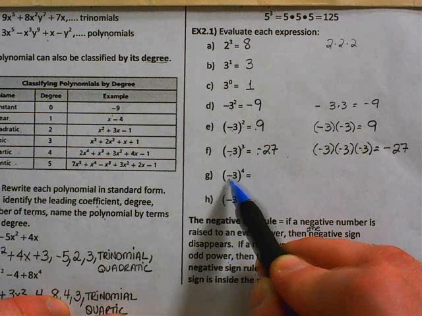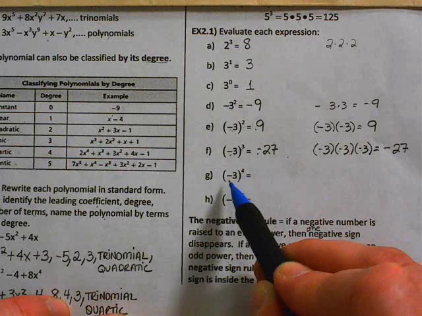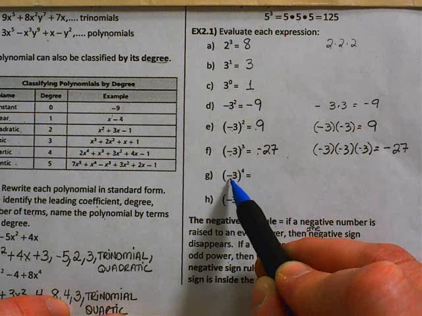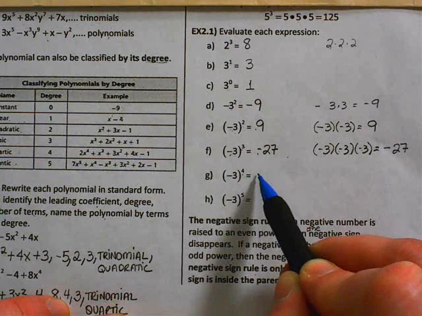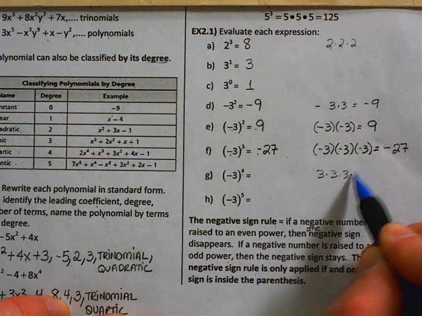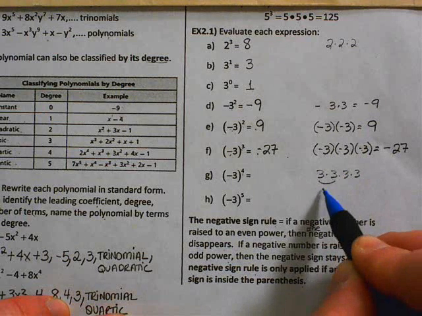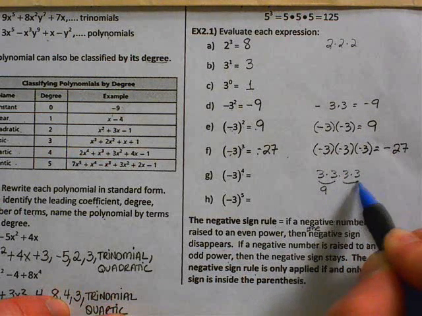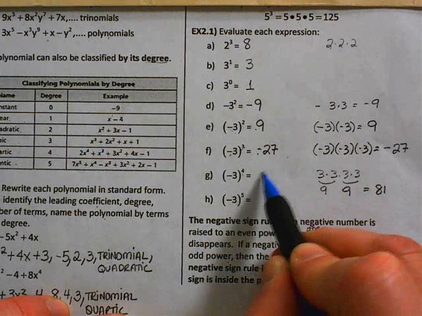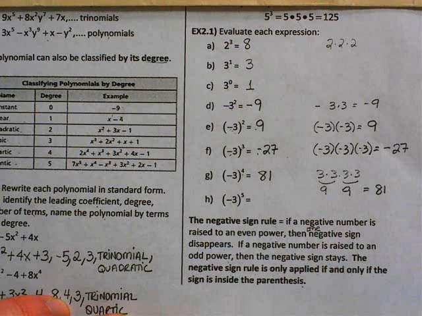Suppose that I do letter G. Here I have a negative 3 raised to the fourth power. Question is, will the negative stay or disappear? Well, because this is an even power, the negative disappears. And then, what is 3 times 3 times 3 times 3? 3 times 3 is 9. 3 times 3 is 9. 9 times 9 is 81. So this would be positive 81.